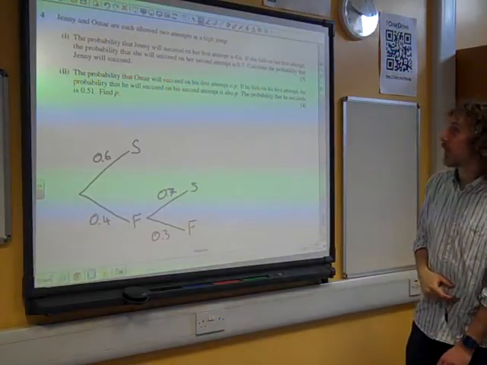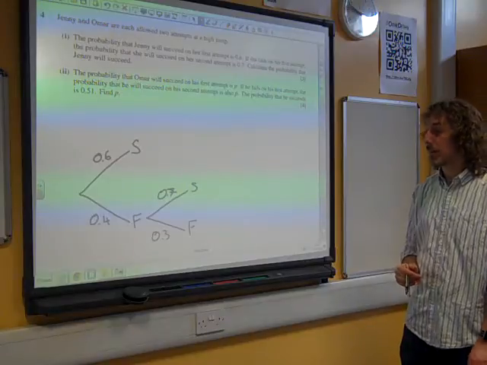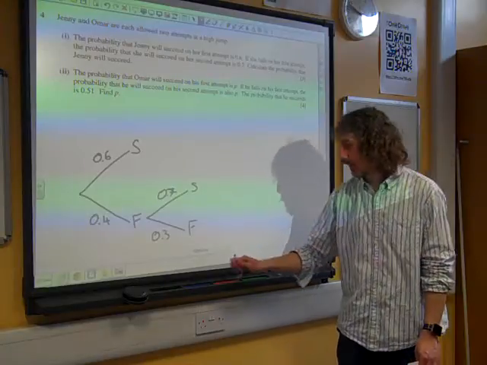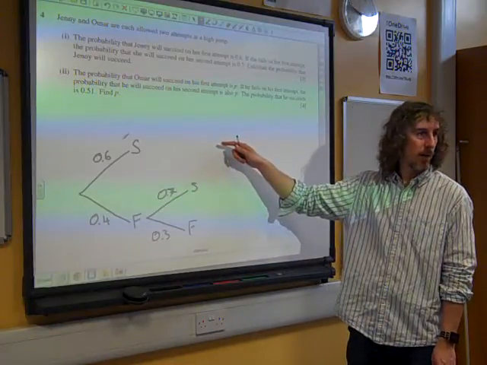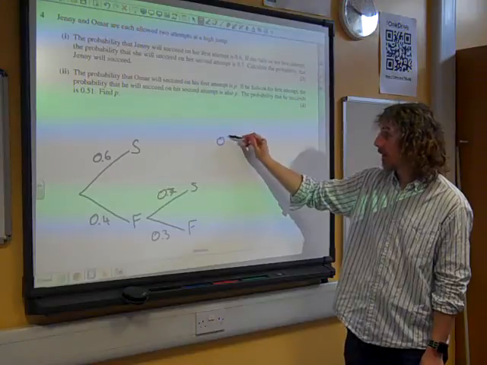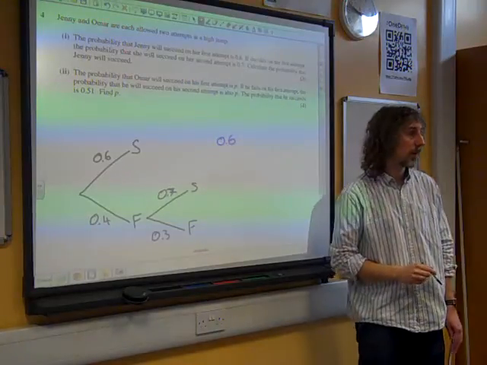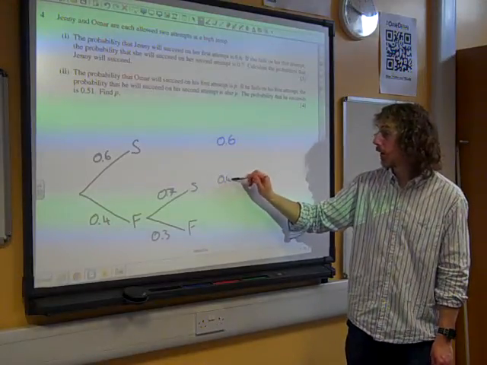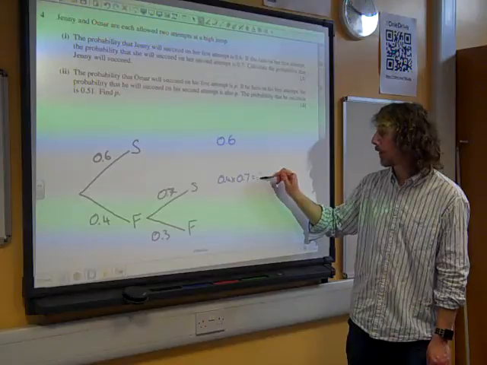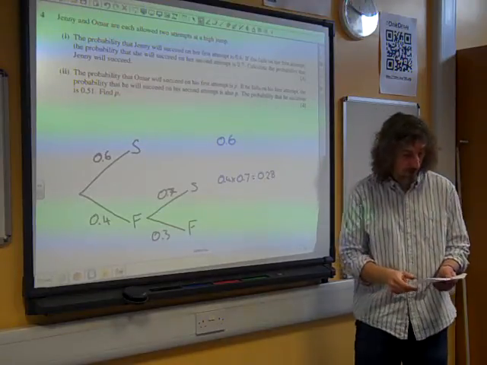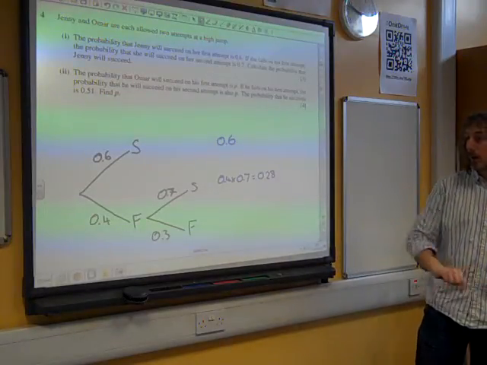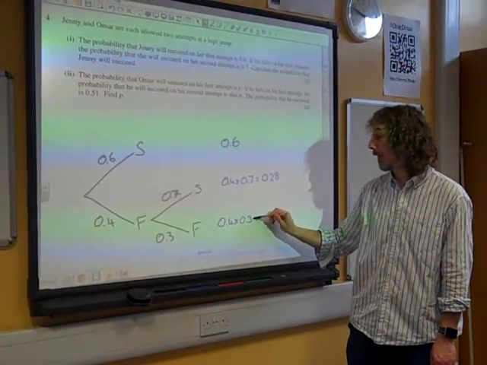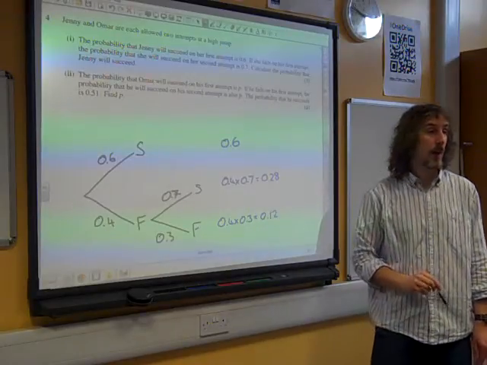And we are asked for the probability that Jenny will succeed. And there's 2 ways that we could do this, isn't there? We could say, if we look at the end of these branches, she succeeded there. That branch has a probability of 0.6. She succeeds if we follow this route through it, which is 0.4 times 0.7, which would be 0.28. On the other hand, this branch here, 0.4 times 0.3, that's the probability of her failing.